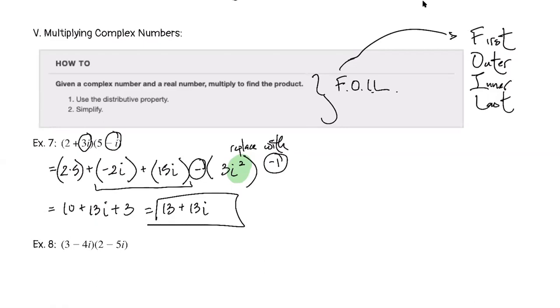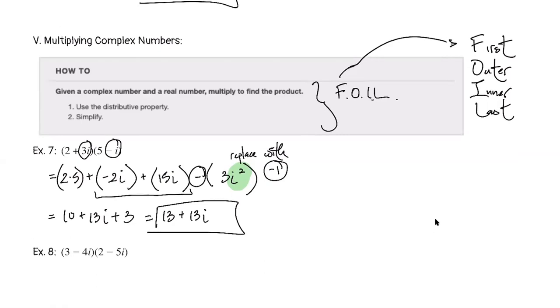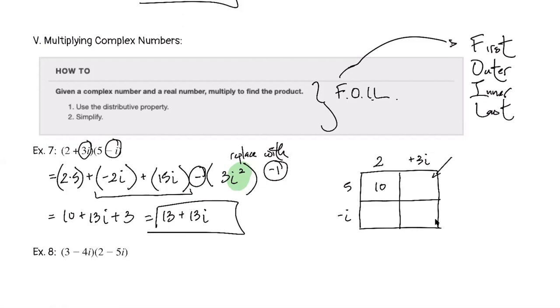Okay. Now, some of you may not really like FOIL, or like me, you find that you make a lot of sign mistakes. So sometimes what I do is I do more of a visual way of combining my like terms and multiplying. So I would put 2 plus 3i up here. And then instead of 5 minus i, I do 5 and then minus i. Okay, and I kind of use the idea of area to help me find the inner pieces. So like 5 times 2, this gives me 10. Okay, what would I put in this top right hand box?